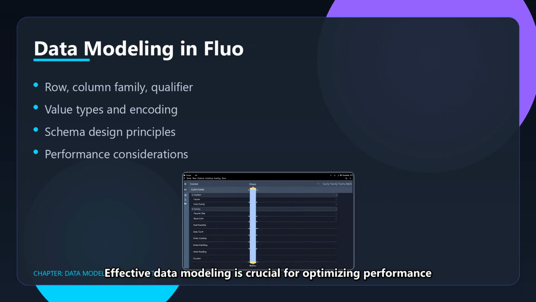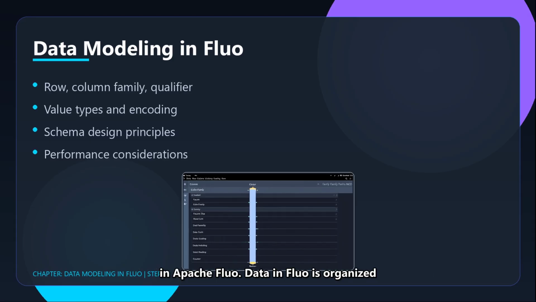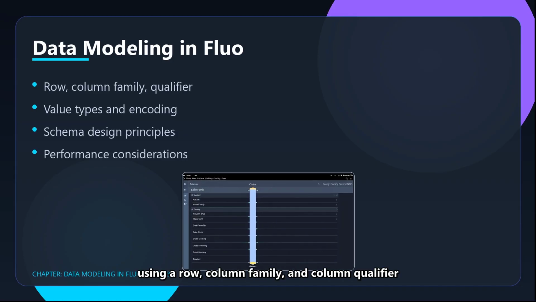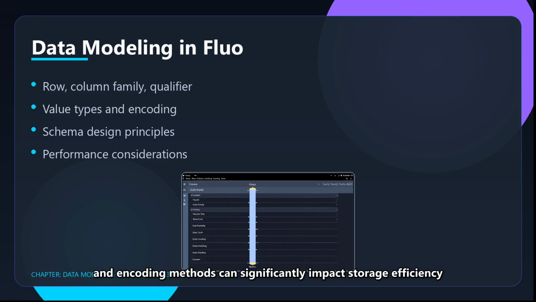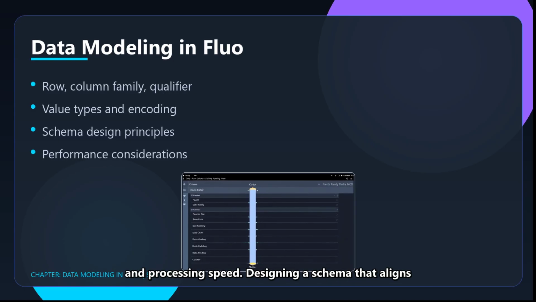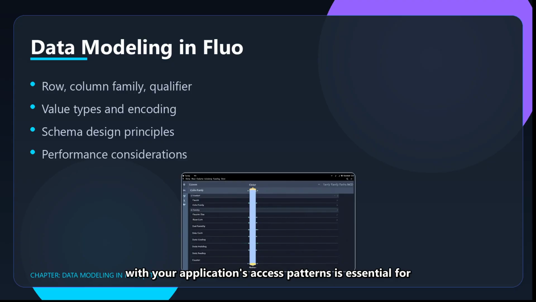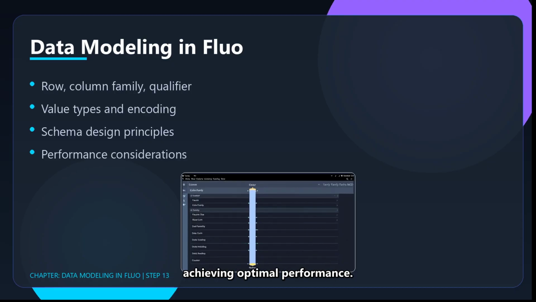Effective data modeling is crucial for optimizing performance in Apache Fluo. Data in Fluo is organized using a row, column family, and column qualifier structure, similar to Cumulo. Choosing appropriate value types and encoding methods can significantly impact storage efficiency and processing speed. Designing a schema that aligns with your application's access patterns is essential for achieving optimal performance.